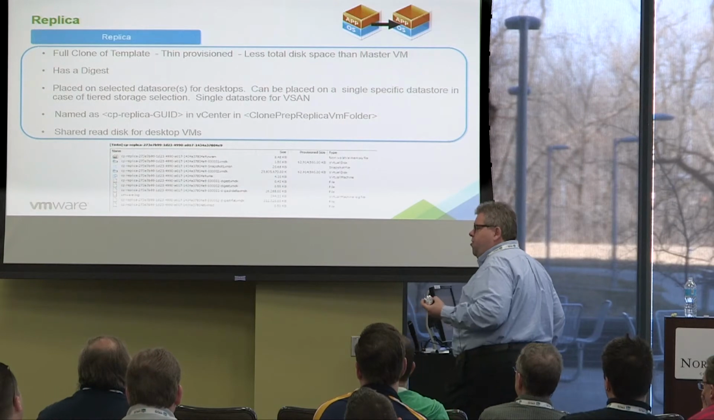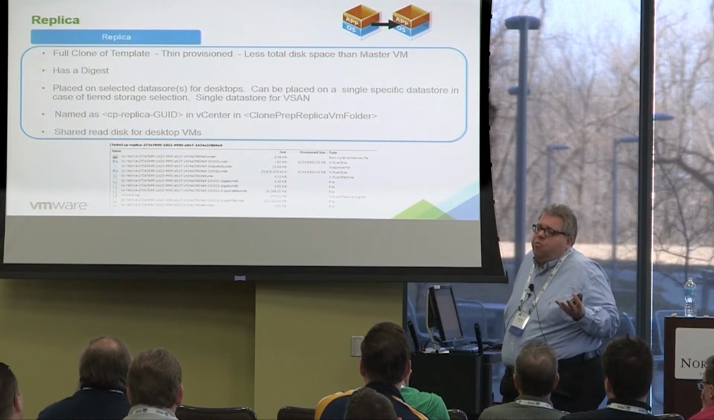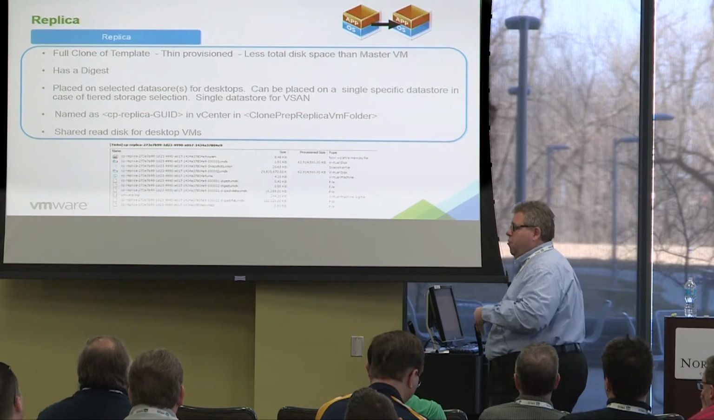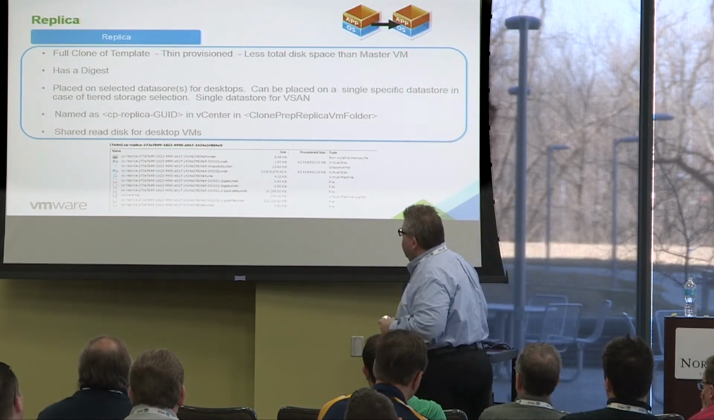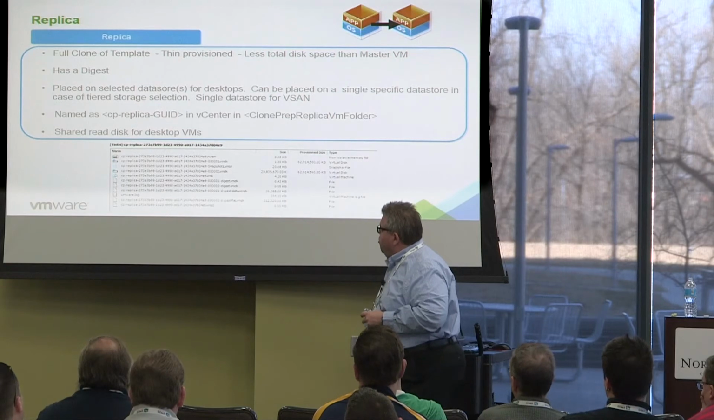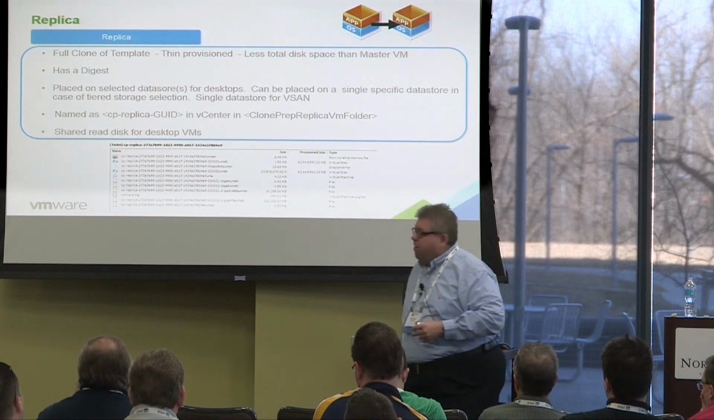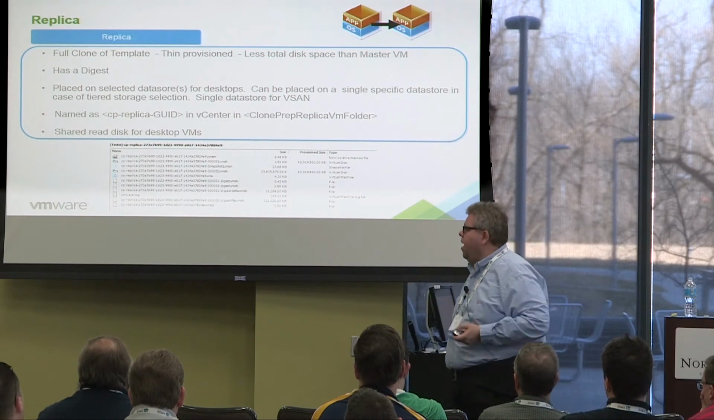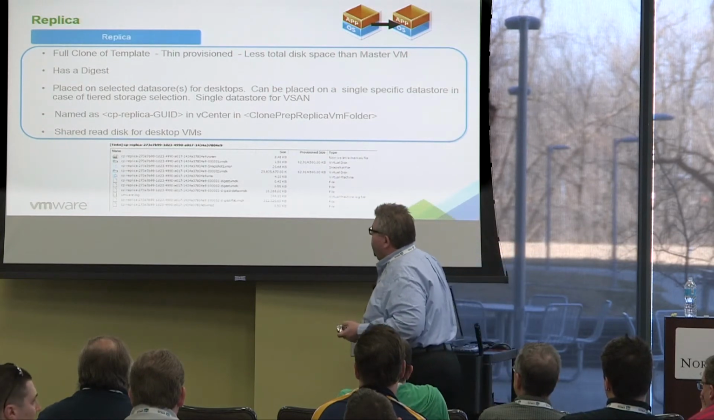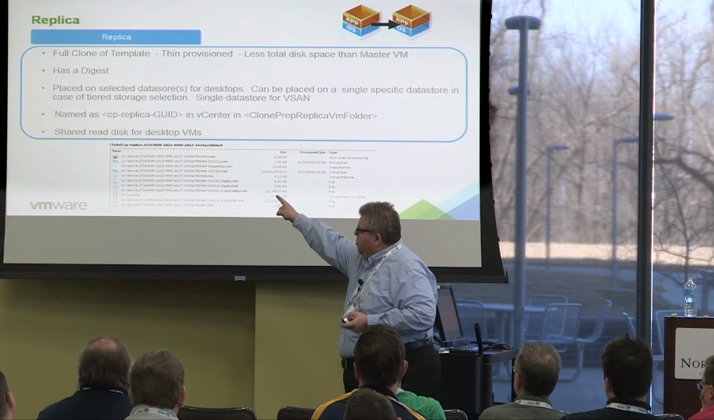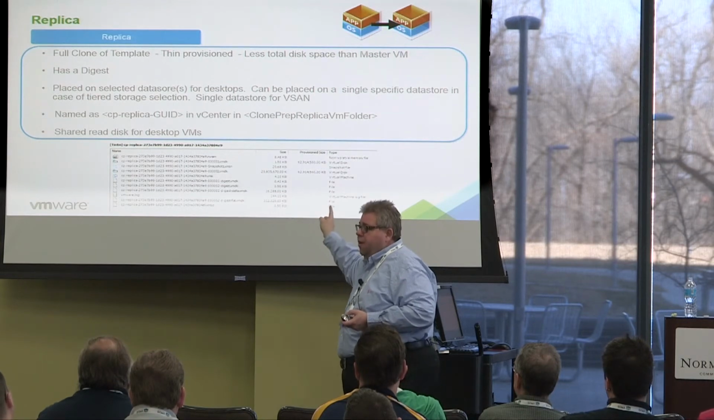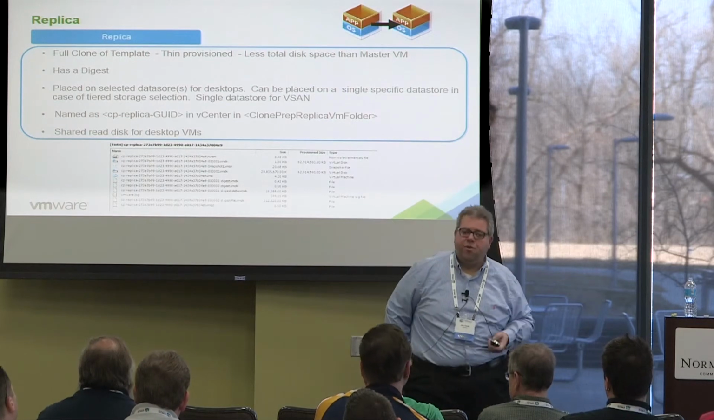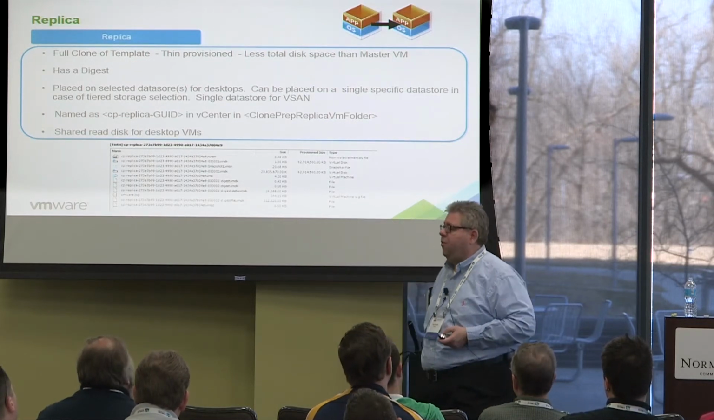It gets thin provisioned, so it uses less total disk space. It uses the actual in-use disk space. So if I've got a 60 gig VMDK, but I'm only using 20 gigs, that's what it's going to write out. It gets put in this clone prep replica VM folder, and it's my shared read for my desktop VMs, just like a regular linked clone replica. If you've got both, you'll see these are named with CP replica GUID, and the linked clone ones are just replica GUID. So that's the kind of difference when you're looking at them and trying to figure out what they are.